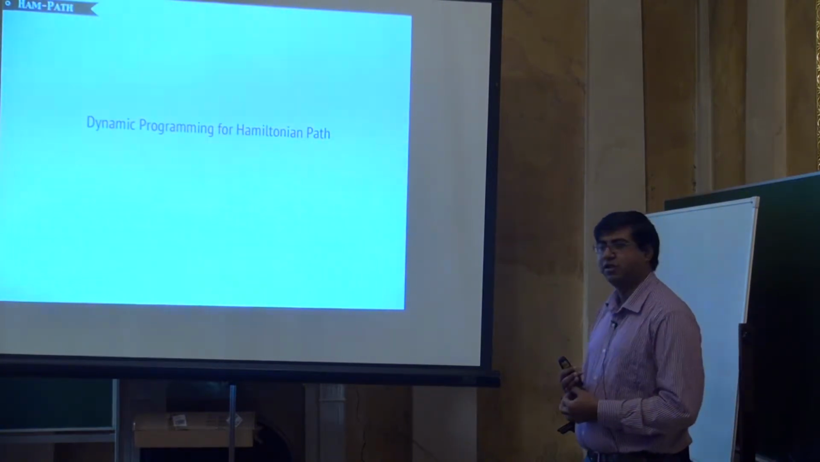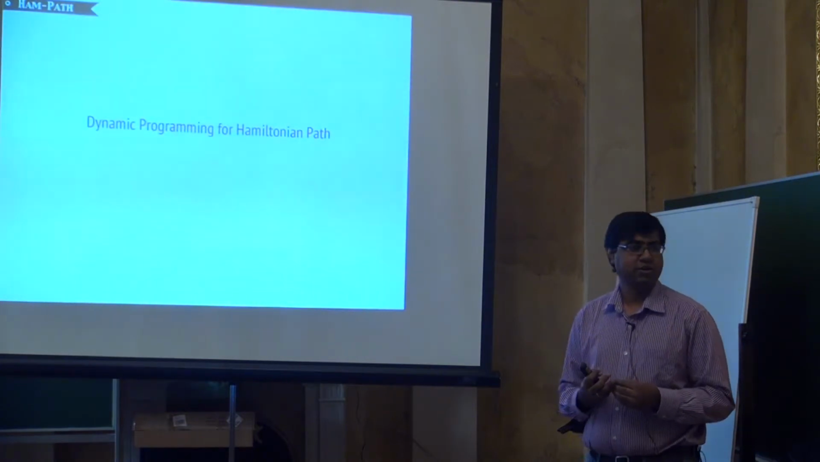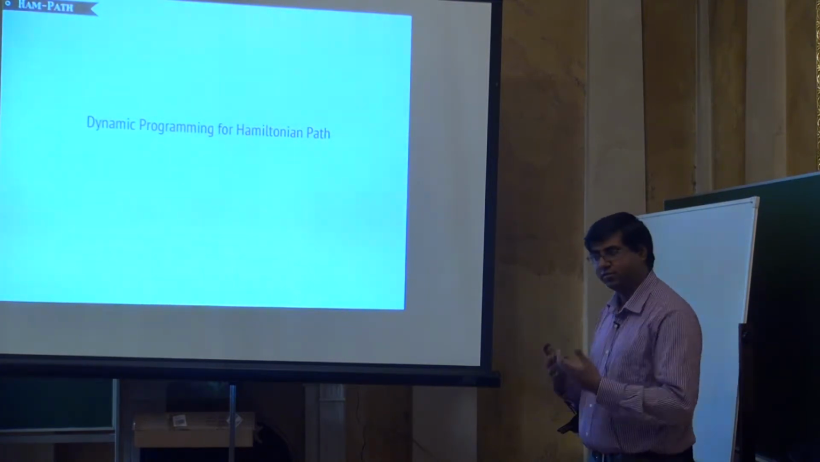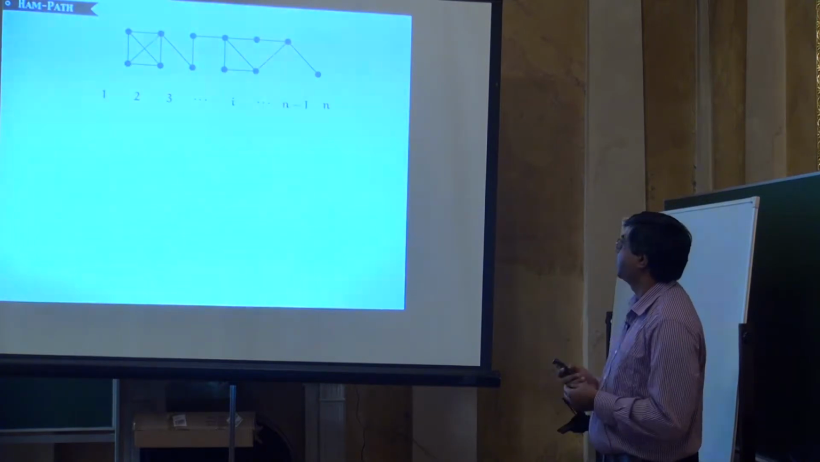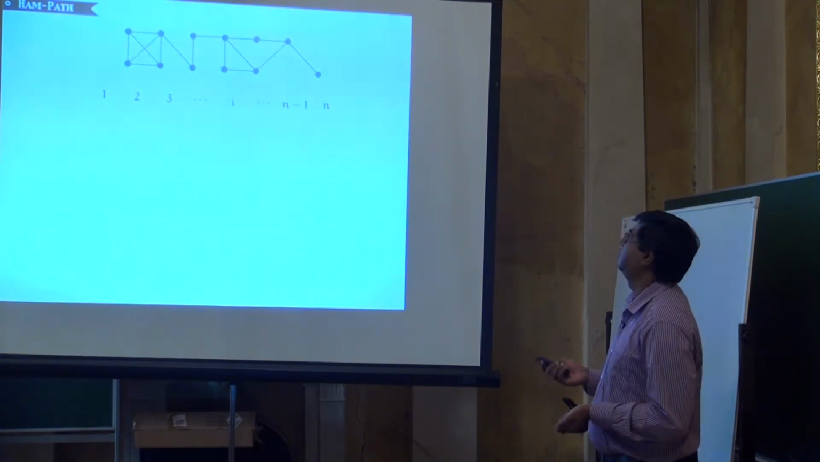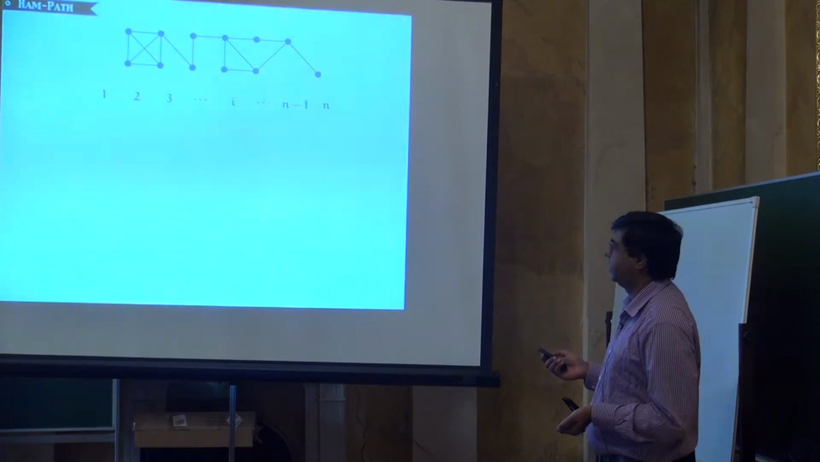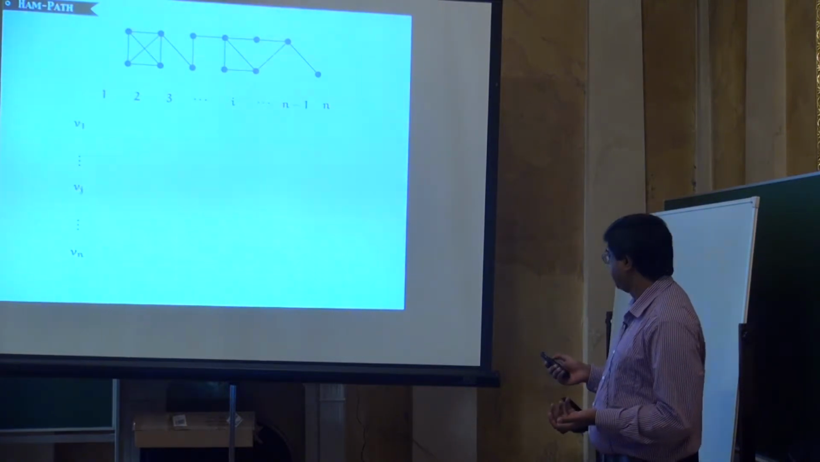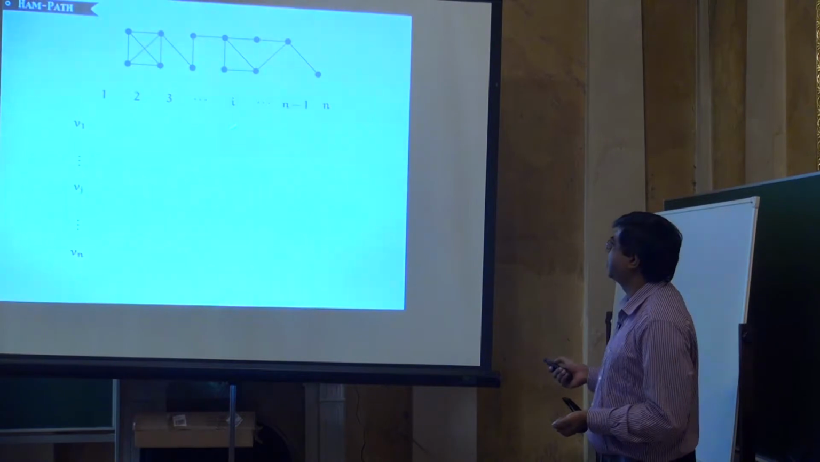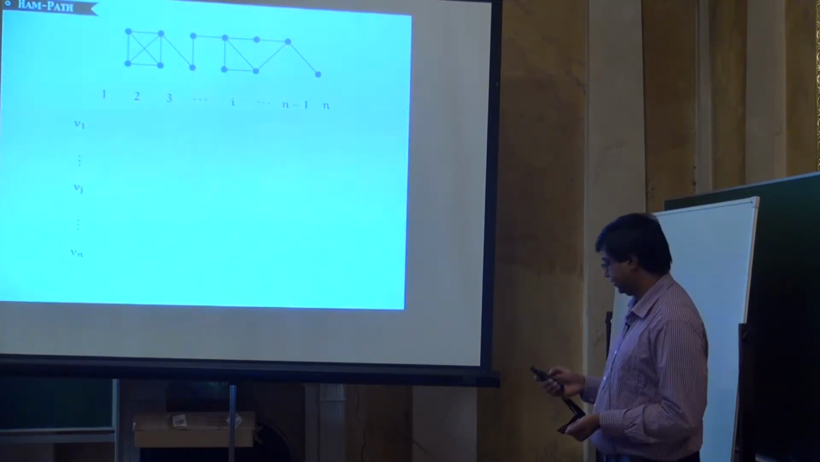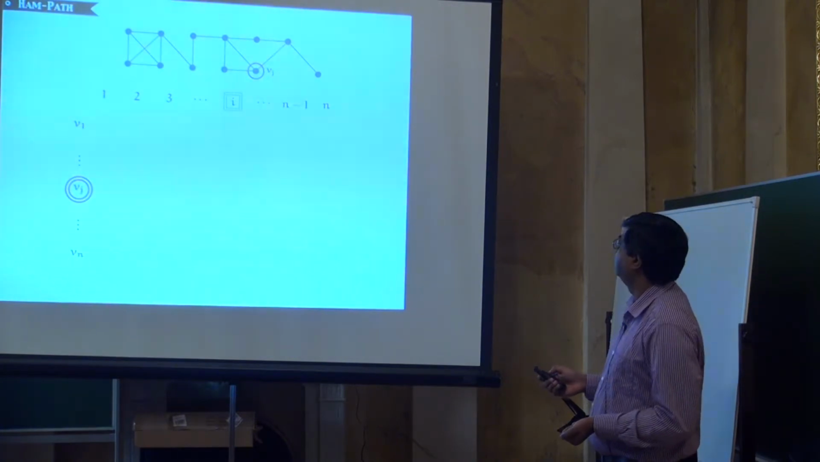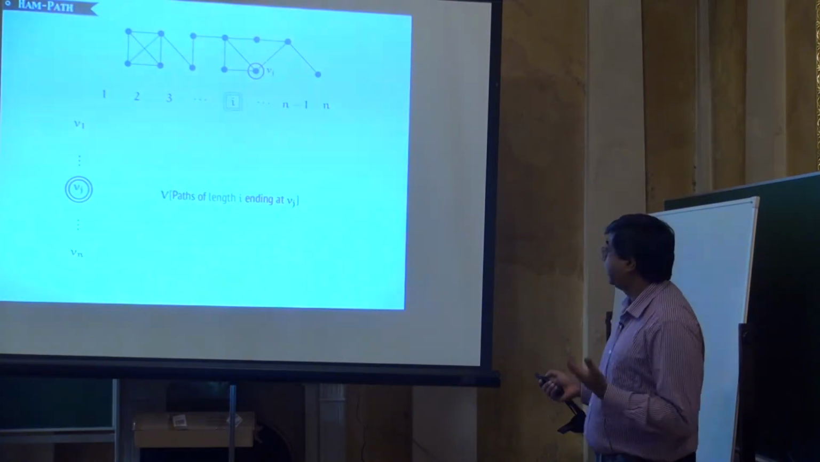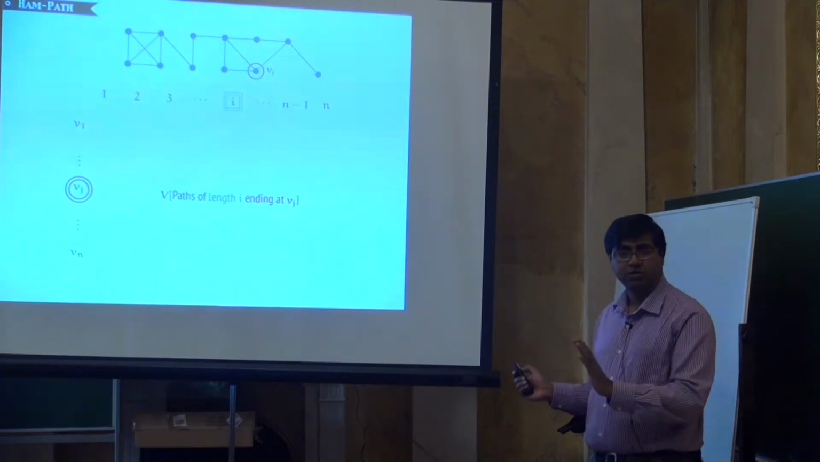So let me do the classical dynamic programming for Hamiltonian path. Even if you have not seen it, let's do a simple exercise. So what is a ham path? You're given this graph and you do a dynamic programming algorithm where your columns are basically 1, 2, 3 up to i, n minus 1, n, and the other vertices. And what do you store here? Basically what you store here is paths of length i ending at Vj. This is what we want to store, right?